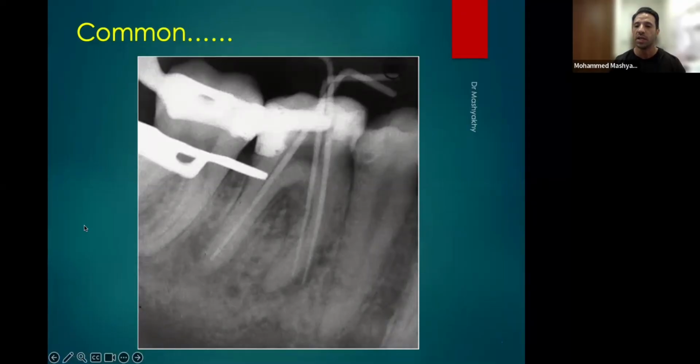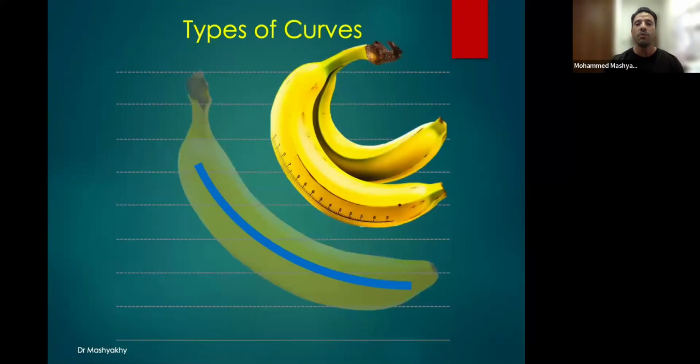If you have a curved canal and you're working with a stainless steel hand file, you will end up with this shape, which you don't want to see in the clinic. There are many types of curves. One of the beautiful curves that I like is called the banana curve. It's long and a big curve, but it's very smooth. If you manage this smooth curve in a proper way, it becomes a really easy curve.